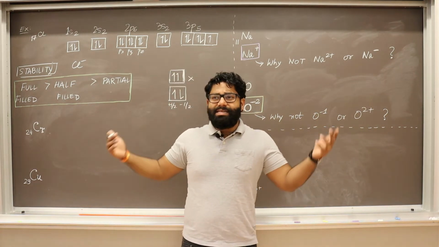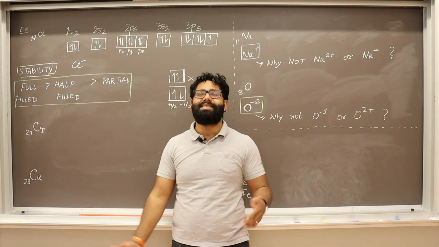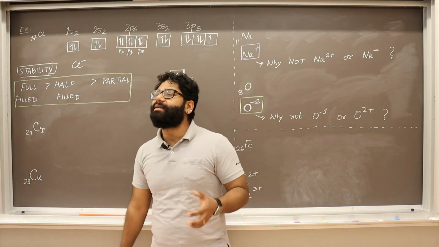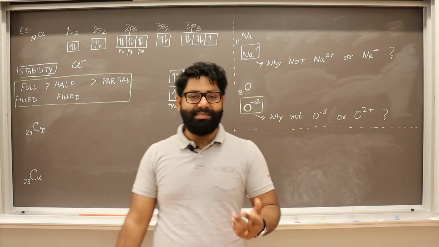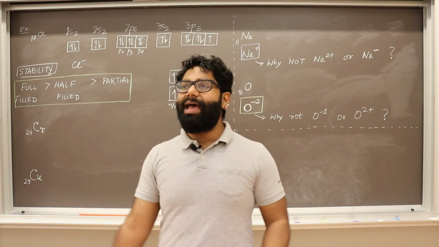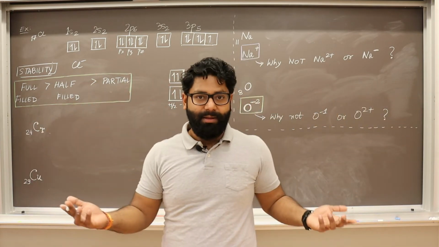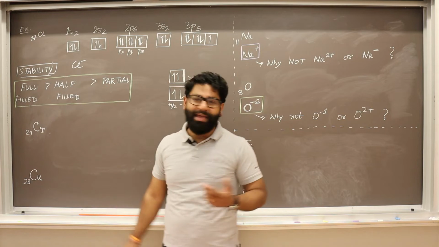Now, doesn't this question come to mind? Why does only Cl- exist? Why doesn't Cl+ exist? Why doesn't Cl2- exist? Why doesn't the Cl atom just roam around? Why do we need to have a Cl-?